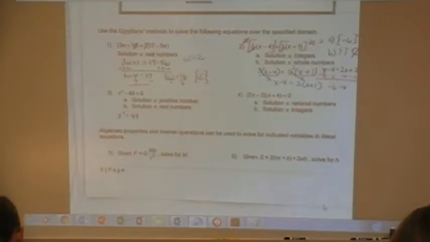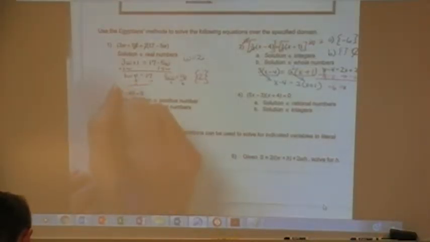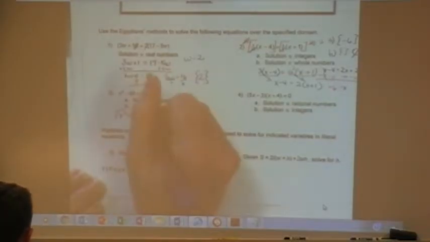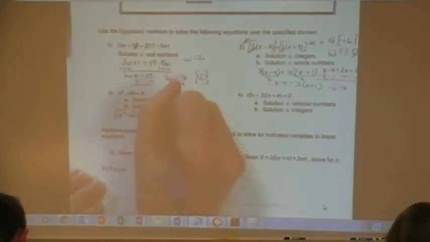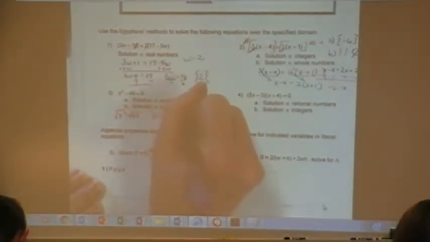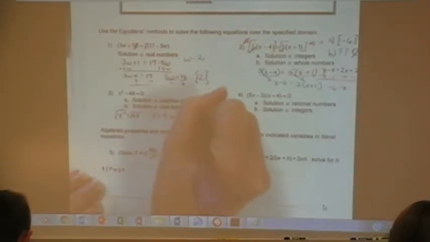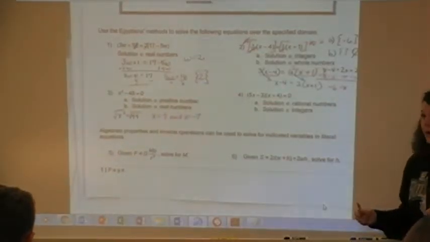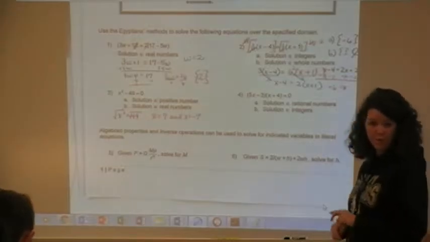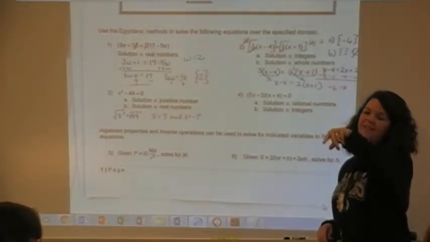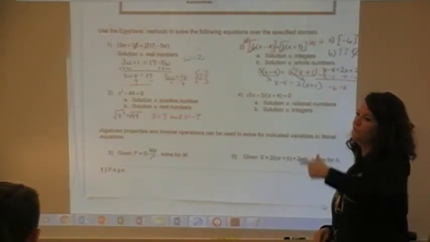Then solve. How am I going to solve this? Take the square root. When you do that, you get x equals 7 and x equals -7, because anytime you take a square root, there are always two answers. Because -7 times -7 is also 49, right?